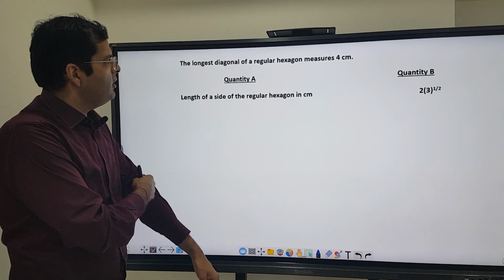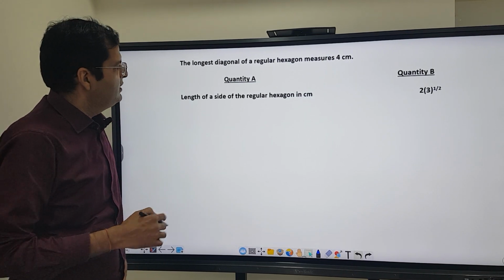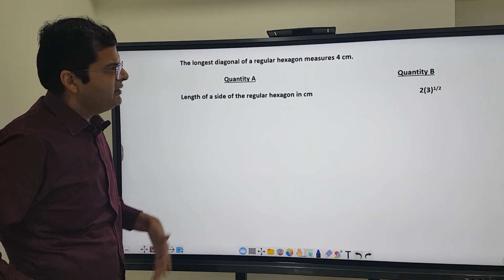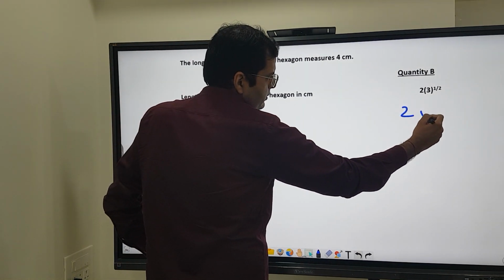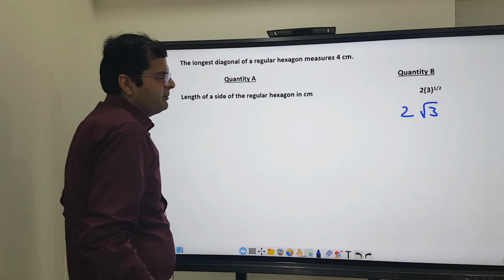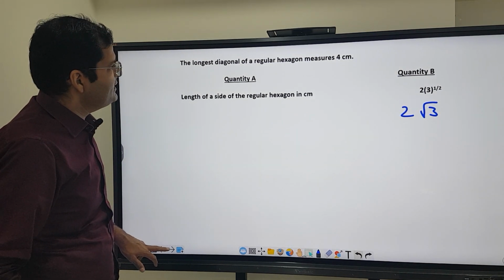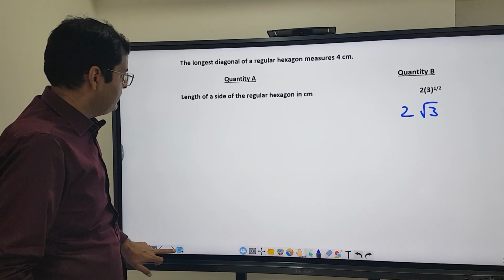Question says, the longest diagonal of a regular hexagon measures 4 cm. Quantity A is the length of the side of the regular hexagon in centimeters. Quantity B is 2 into root 3. This is basically 2 root 3, since 3 raised to 1 by 2 is root 3. So now the longest diagonal is 4 cm, and we have to find the side of the hexagon.